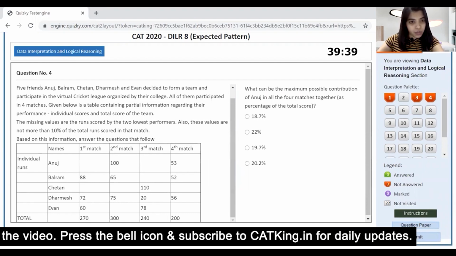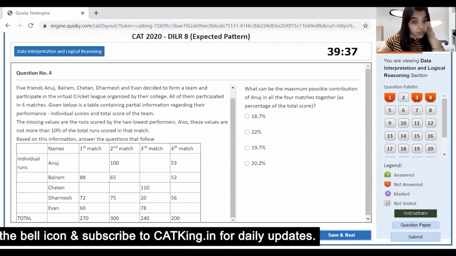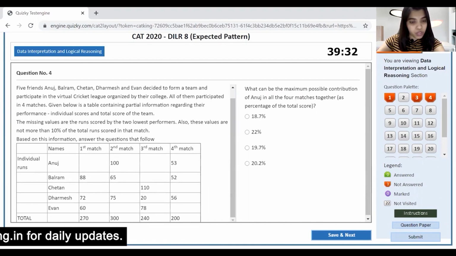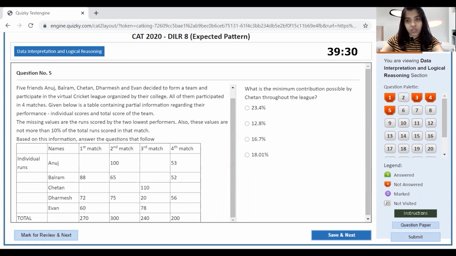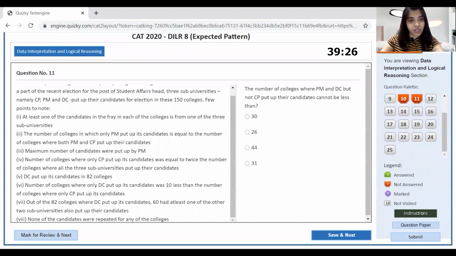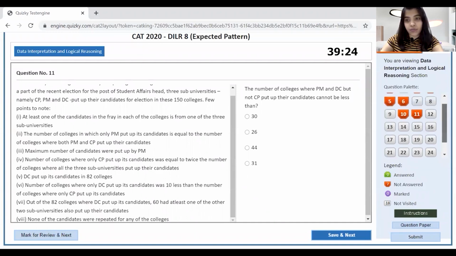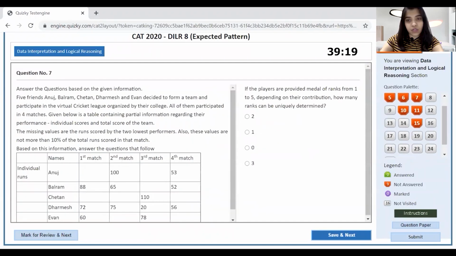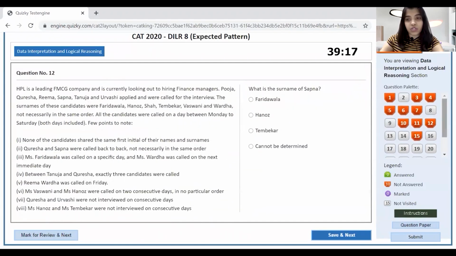Next set is something about runs, 4 people playing in different matches, and we have a bunch of missing information. Find another DI set for us. This again has 3 questions. Then the next has 4 questions. Okay.